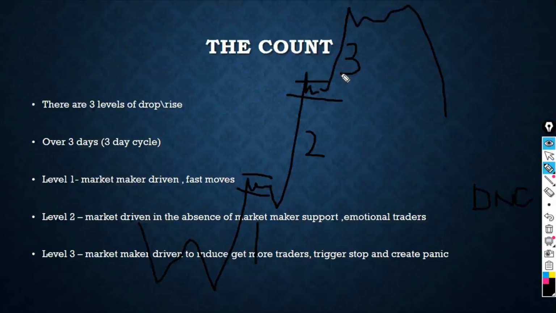Okay, understand that level 2 is the only level which is not market maker driven. It's driven by retail traders, but they will interfere if these guys start to do something which they do not want.